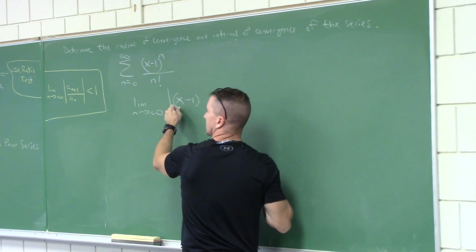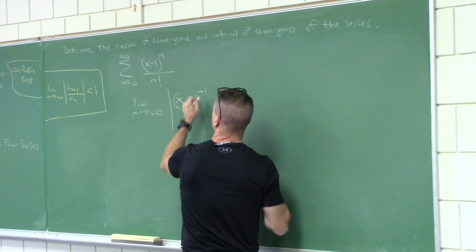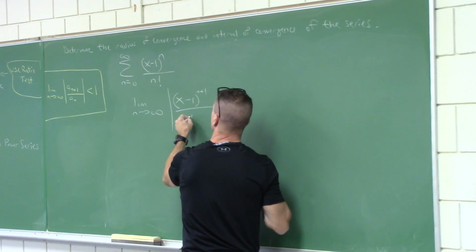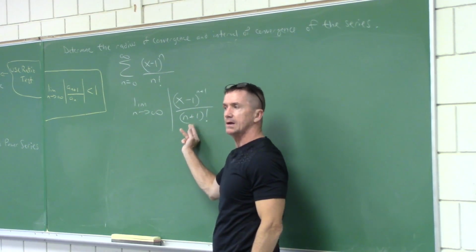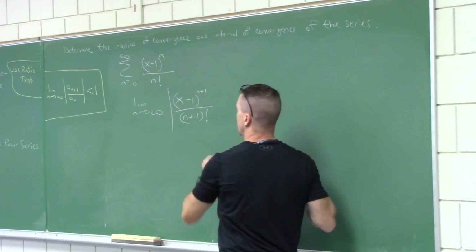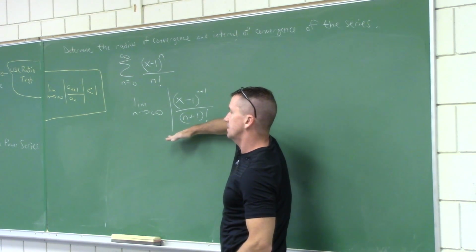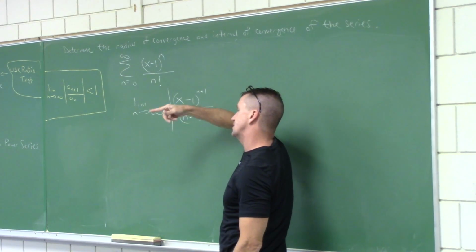X minus 1 to the n plus 1 all over n plus 1 with a factorial. I don't care how I wrote that. Now what are you putting underneath it? That exact expression, and I'll put the dot and flip it, Dave.